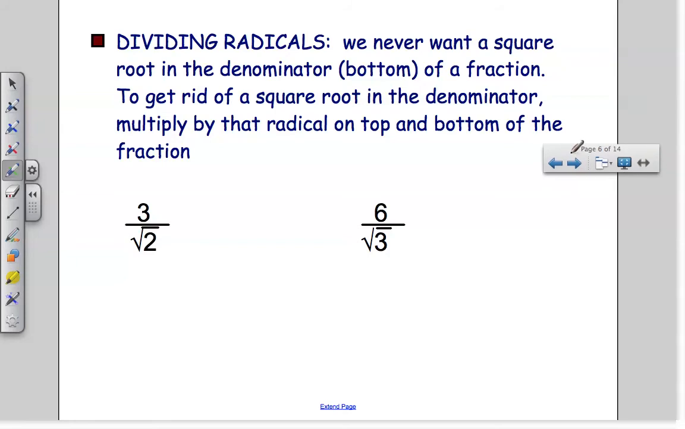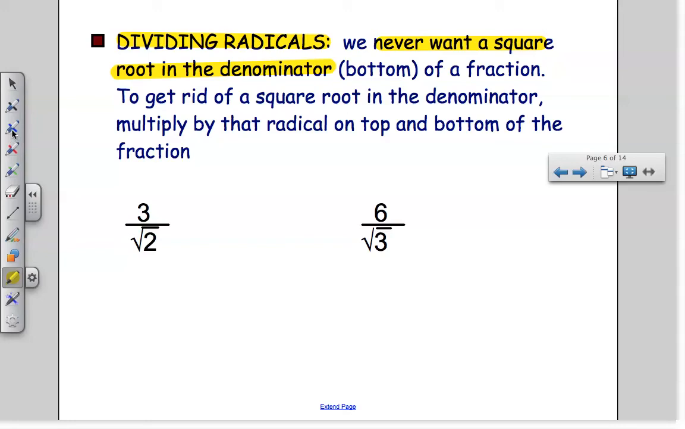Another thing that you should be able to do today is divide with radicals. Now, there's actually a problem here. We say dividing radicals, but we never want a square root in the denominator, in the bottom of a fraction. So this is a big no-no, having square root of 2 or square root of 3 in the bottom of that fraction. And to get rid of it, you're going to multiply by that radical on top and bottom of the fraction.